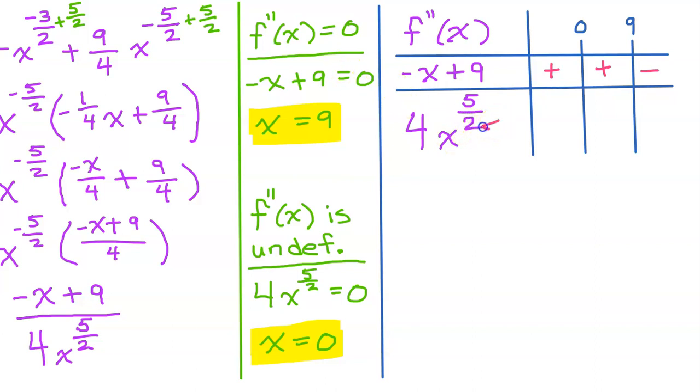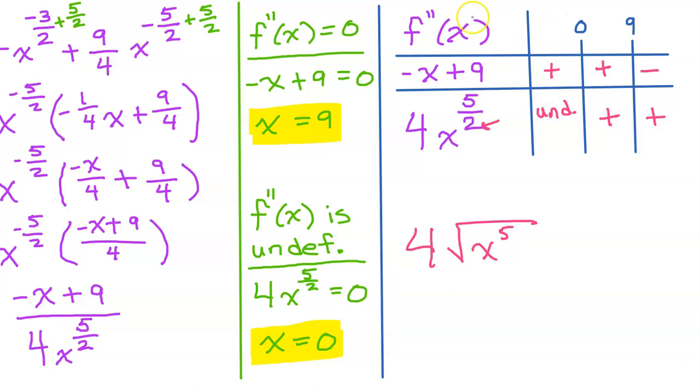This 2 in the denominator means square root. So guys, this expression really is the same as the square root of x to the 5th power. You cannot take the square root of a negative number, so values less than 0 will cause this factor to be undefined. If x is greater than 0, then this expression will be positive. So we'll put a positive here and here.